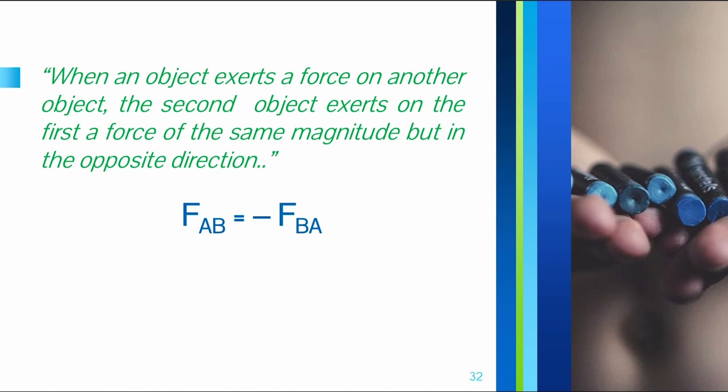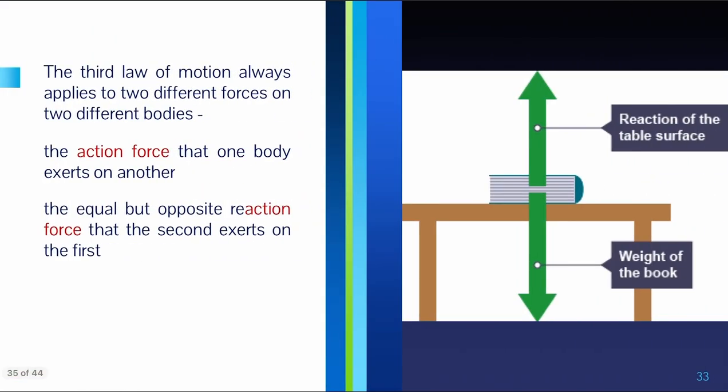So with that statement of Newton's third law of motion, it can be given in this equation. If the objects are A and B, the force exerted by object A on B has the same magnitude as the force exerted by B on A, but one is the negative of the other because it is directed in the opposite direction. The third law of motion always applies to two different forces on two different bodies.